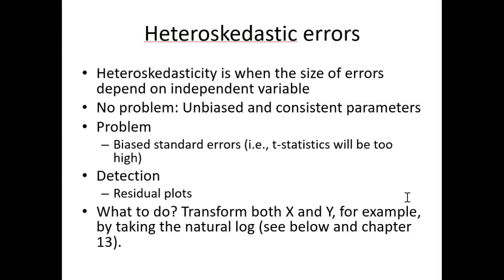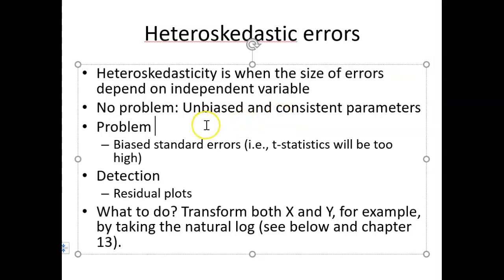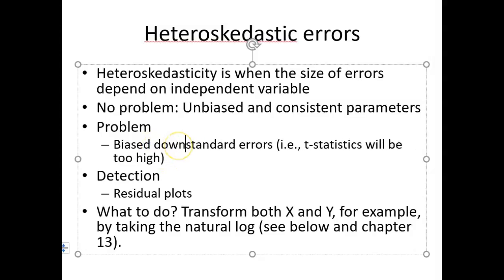A trickier problem is when you have heteroscedasticity, or heteroscedastic errors, and this is when the size of the errors, the residuals, depends on the independent variable. It's not a problem for our parameter estimates. It's not a problem for our slope estimate. It's still unbiased and consistent. The problem is that our standard error is going to be biased. The standard error is going to be too low. It's biased downwards. And that means our t-statistics will be too high.